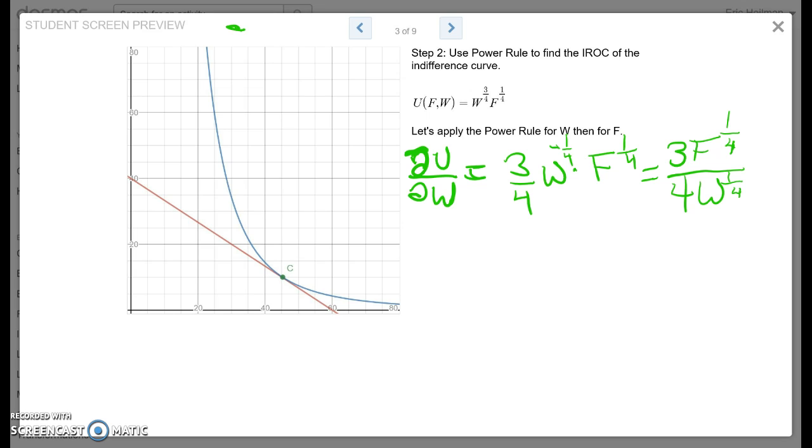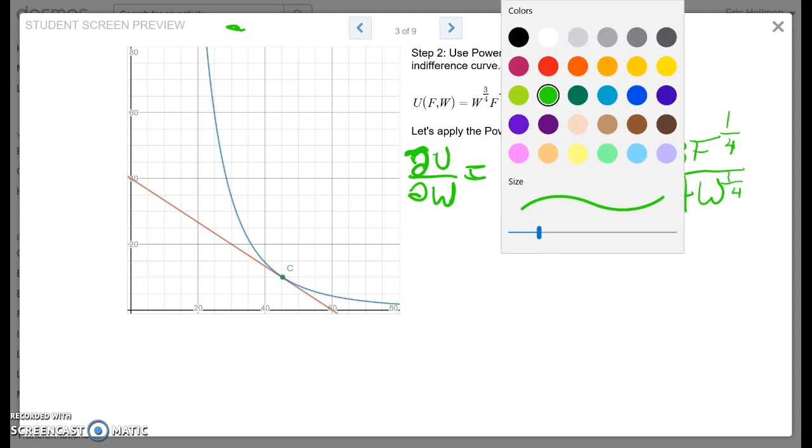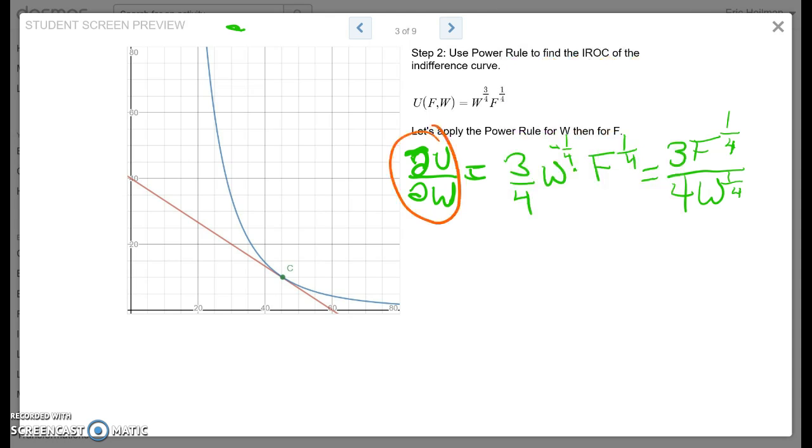Okay, so here is where I did the power rule. I applied the power rule to the utility function with respect to W, water. So you see this little symbol here is the notation for taking the marginal utility of the function with respect to W. This is a little Greek symbol. It's like a backward 6, like a curvy, small, lowercase d.